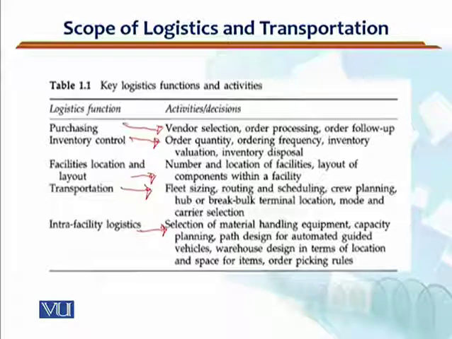So: purchasing, inventory control, facility location and layout, transportation, and intra-facility logistics. These are the 5 important aspects or activities of logistics. Students, you should keep in mind that these 5 activities are the most important activities for logistics. They provide you both time and place utility. So a better, effective and efficient logistics would be based on the combination of these 5 activities. Thank you.